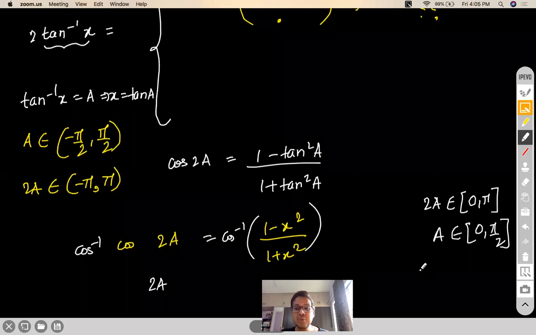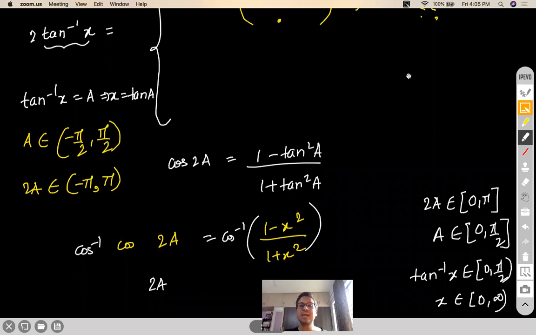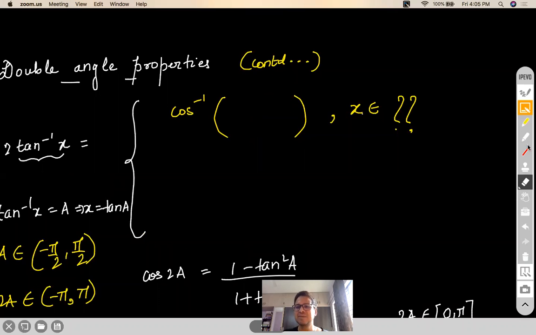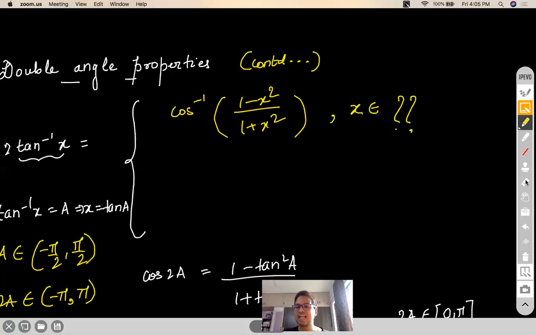And A is tan inverse x. So tan inverse x should be from 0 to pi by 2. Of course, pi by 2 it cannot take, so you have to exclude pi by 2. So x will be from 0 to infinity. So this formula is going to work as this: this question mark becomes 1 minus x square by 1 plus x square, and this double question mark becomes 0 to infinity.